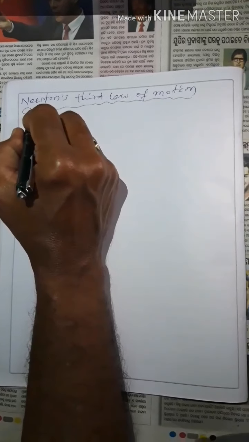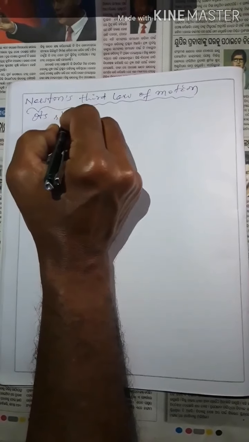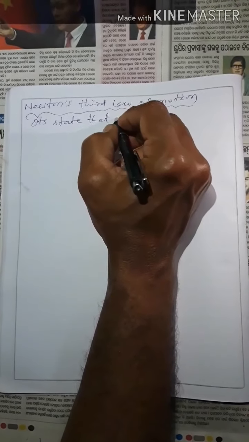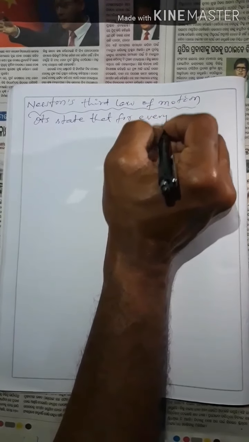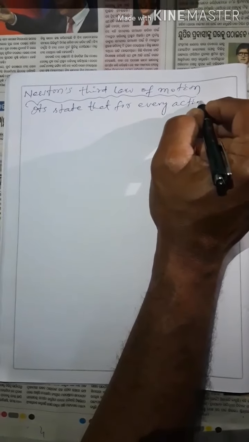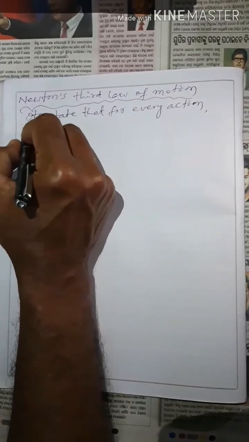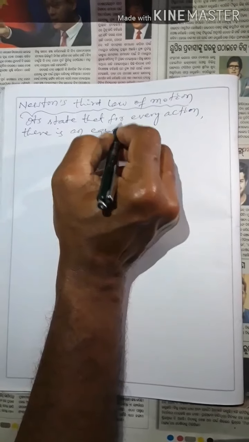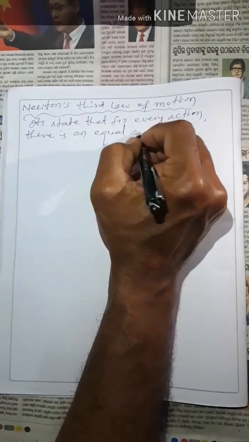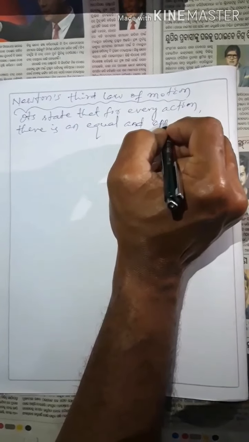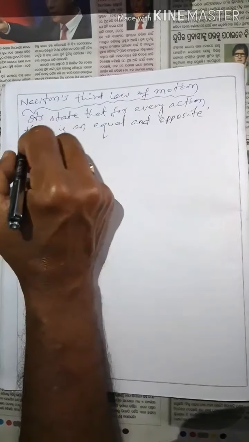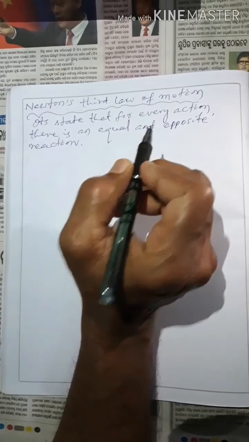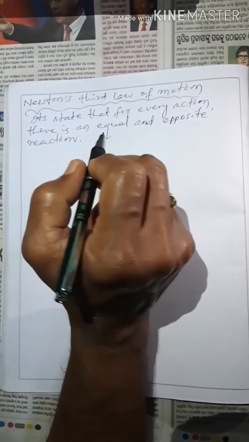So let us write down. It states that for every action there is an equal and opposite reaction. To every action there is an equal and opposite reaction.